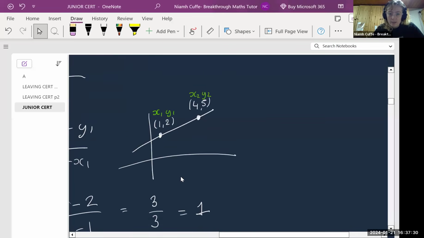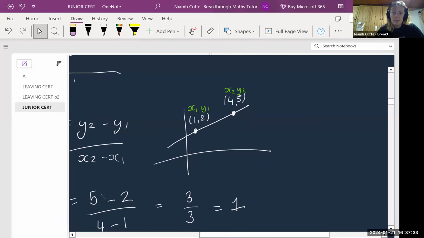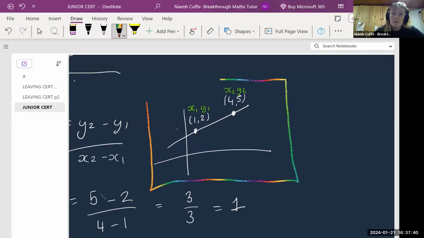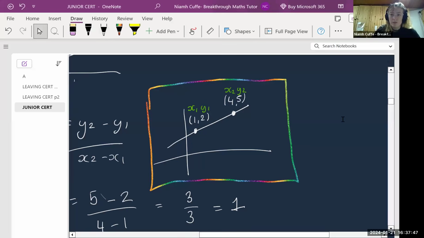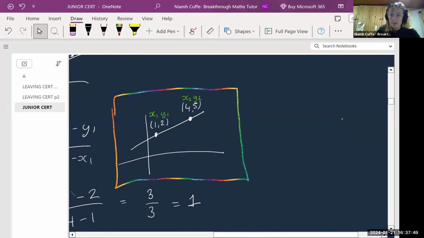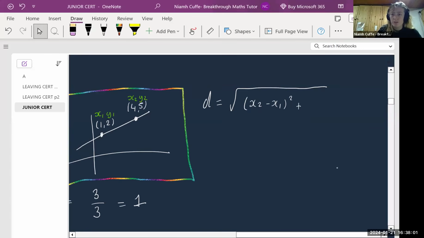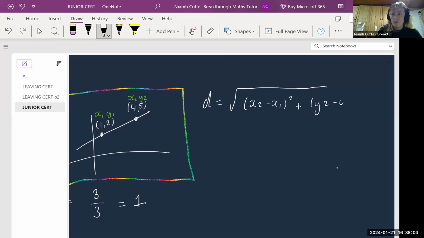We're going to use the exact same example here, okay? But this time, instead of finding the slope, I want to find the distance between these 2 points. Okay, so let's see how we're going to do that. So the distance formula is D is equal to the square root all of x2 minus x1 all squared plus y2 minus y1 all squared.